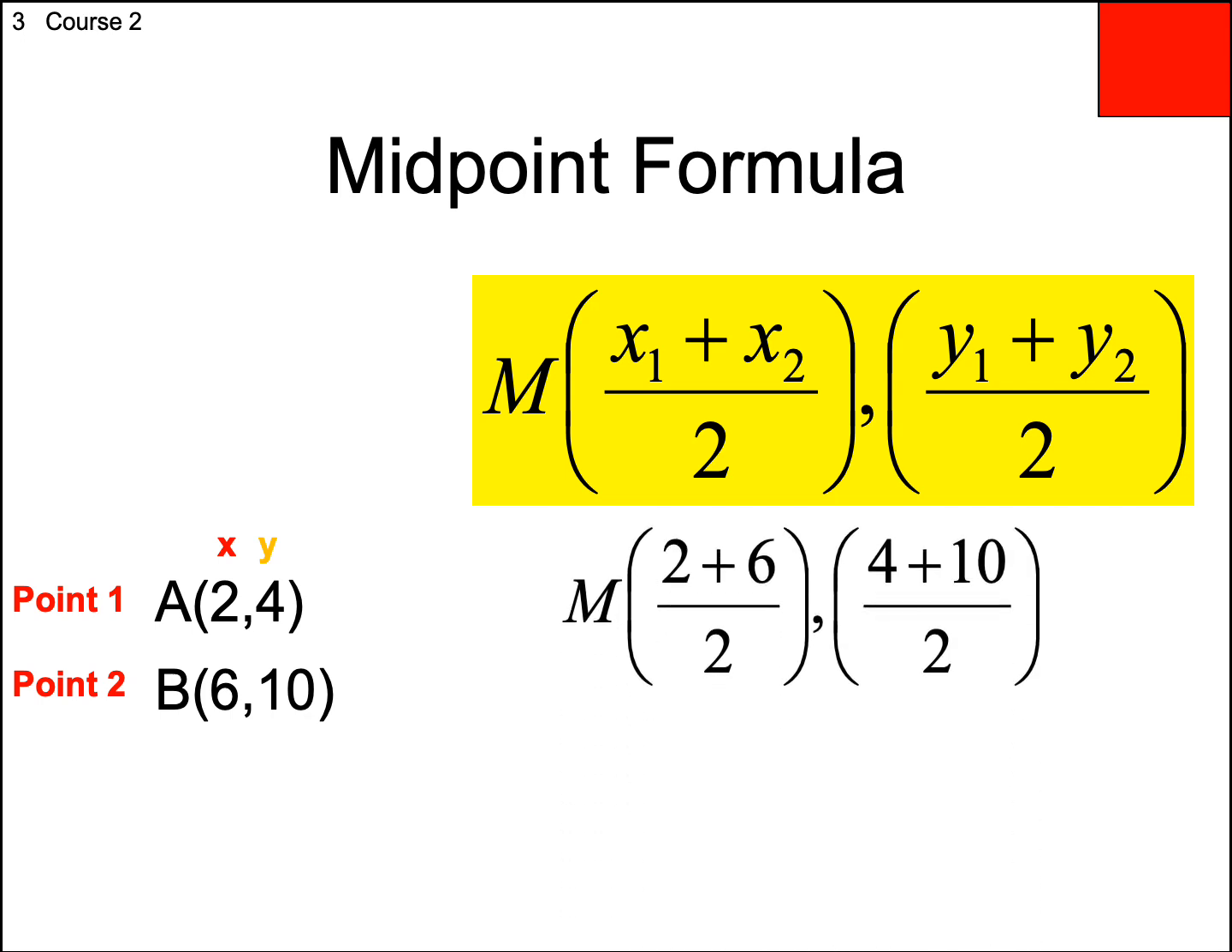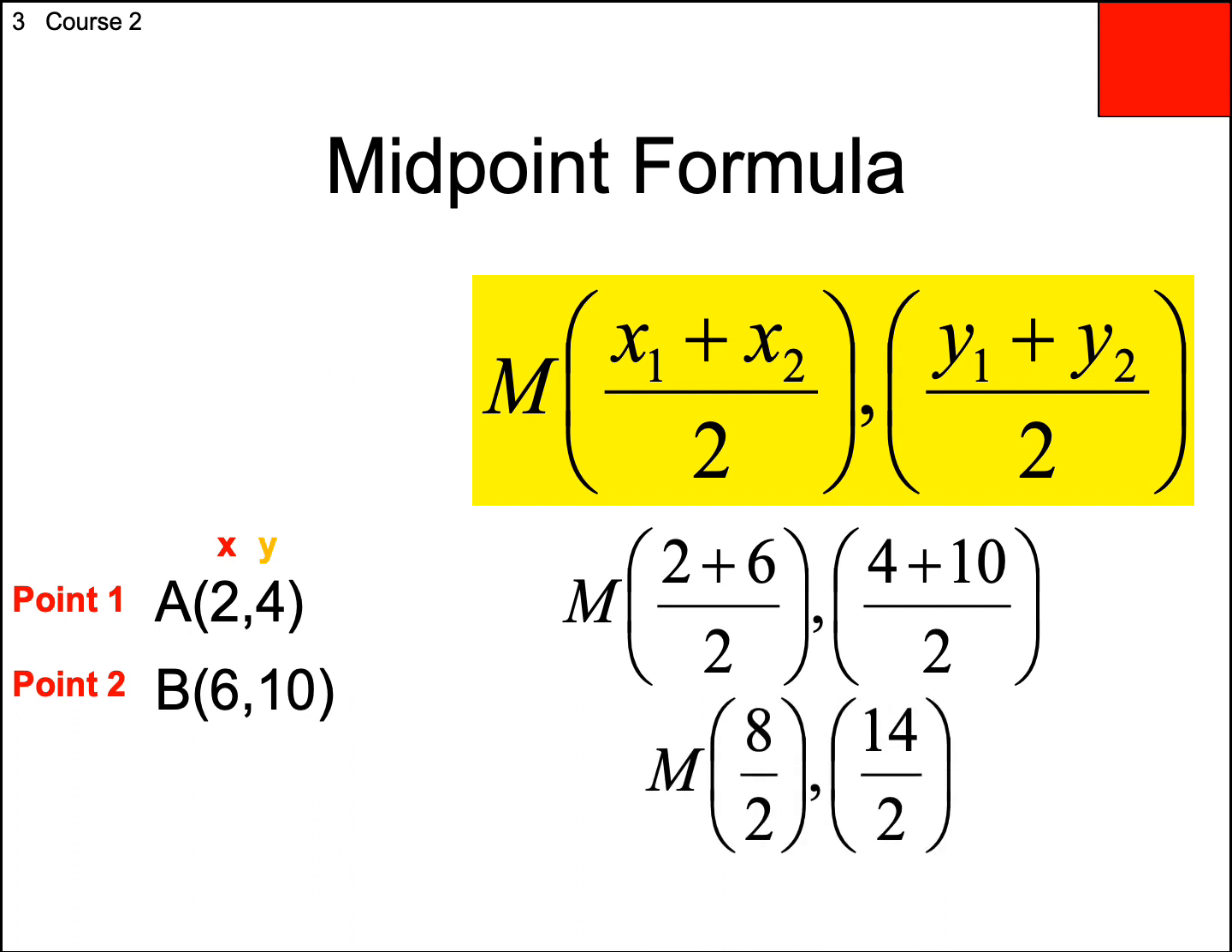Okay, so 2 plus 6, well, that's pretty easy. That's 8. 4 plus 10 is 14. Divide that by 2. So the midpoint, 8 divided by 2 is 4. 14 divided by 2 is 7. Well, there's your midpoint, M for midpoint. The middle between A and B is at 4, 7. Now, you could graph this one if you're curious to show you that, in fact, it is the middle.